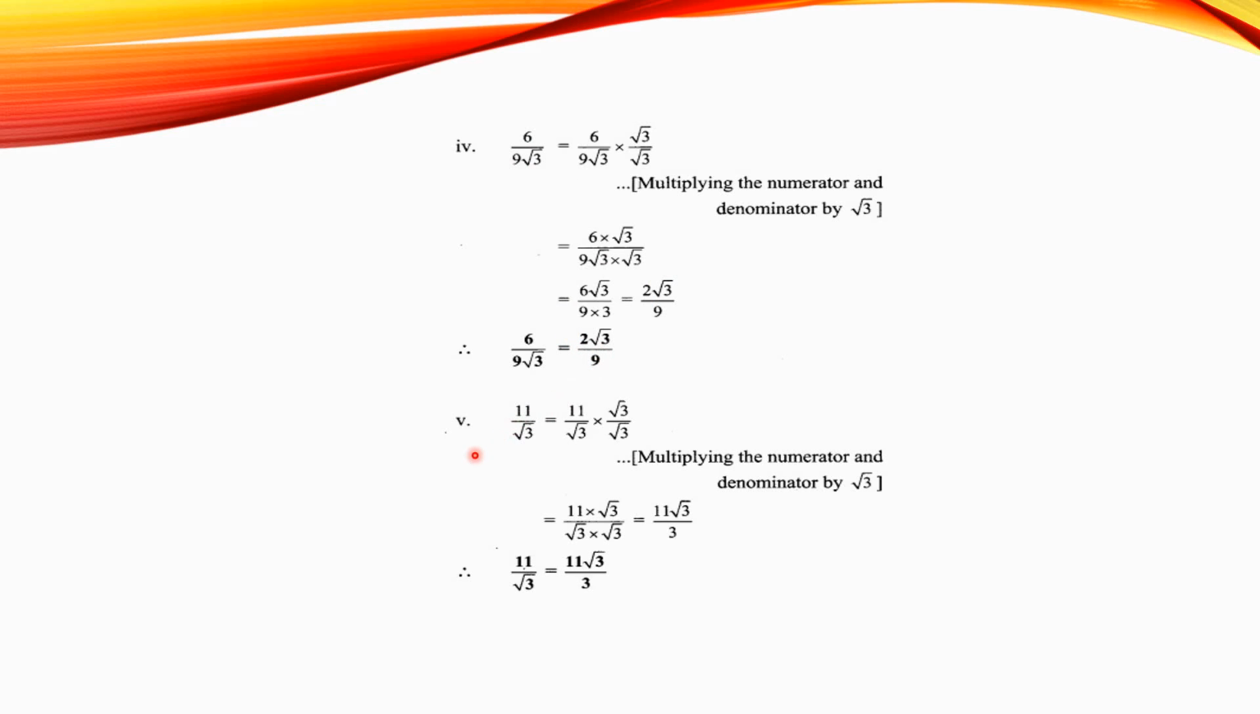Fifth question, 11 upon root 3. So here root 3 is in the denominator. We multiply the numerator and denominator by root 3. So we get 11 upon root 3 multiplied by root 3 upon root 3. So root 3 into root 3 will be 3 in the denominator, and in the numerator we have 11 root 3. So 11 upon root 3 can be written as 11 root 3 upon 3.